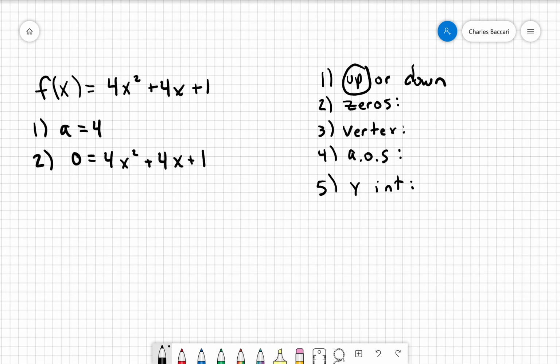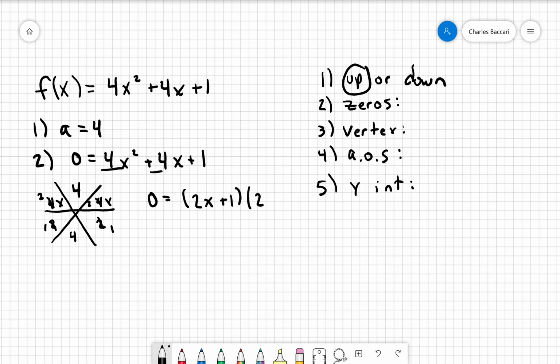This might factor. Let's try it. If it does, we can use the snowflake, hopefully, or we can use something else like the quadratic formula. We have 4 times 1, that's 4, which adds up to 4. We have 4x because of this, 4x because of the same thing, and it multiplies to 4, adds up to 4, that's 2 and 2. Okay, so it worked. So these simplify as 2 over 1 and 2 over 1, which means 0 is equal to 2x plus 1 times 2x plus 1, which is simply just 0 is equal to 2x plus 1 squared.